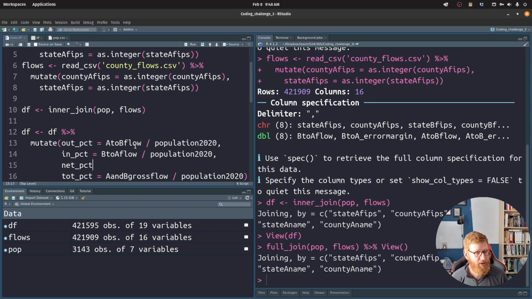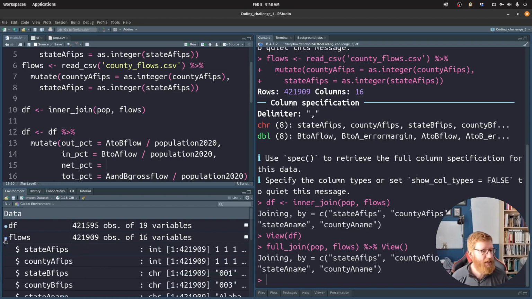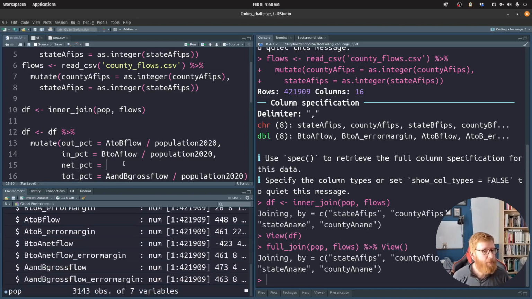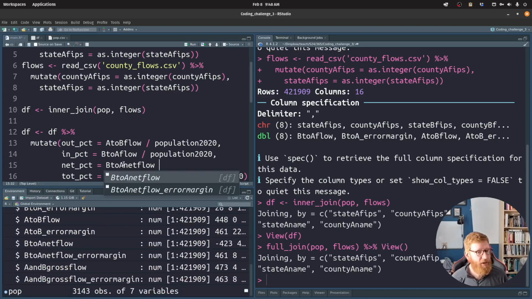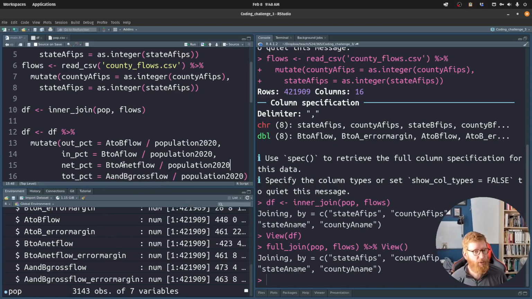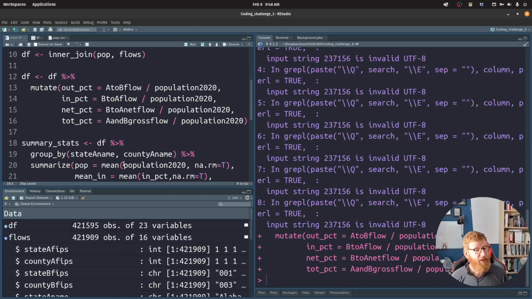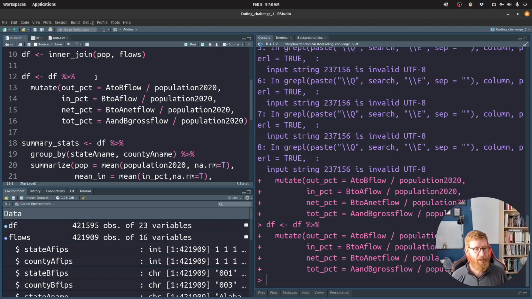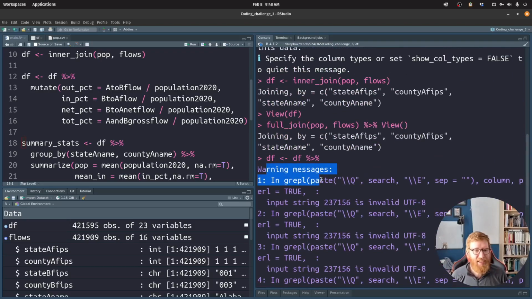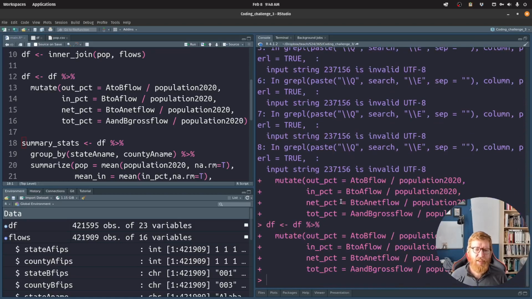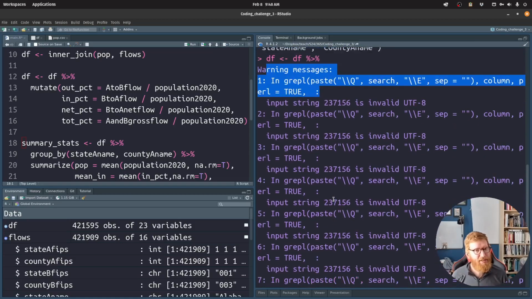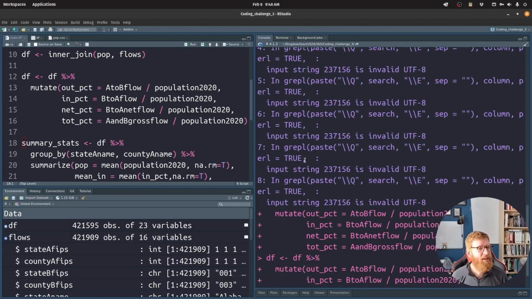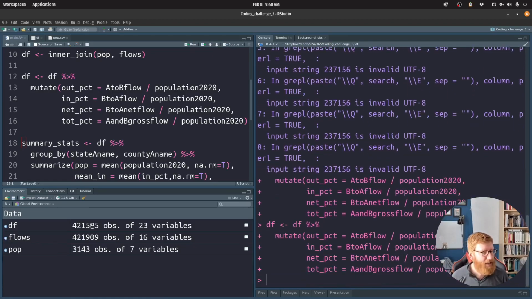Let's do net percentage equals, and let me get the name here, B to A net flow divided by population 2020, and a comma. Run that, no errors, good. I've got to do that with something. No errors. I don't know what error it was giving me there, but seems all right. Let's make sure DF hasn't been messed up.